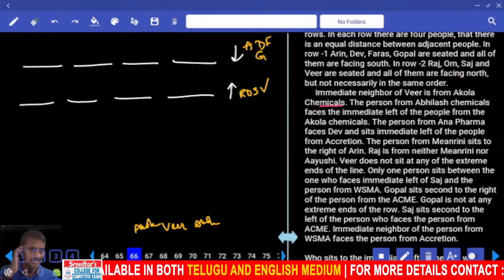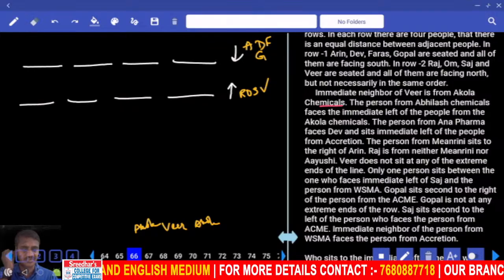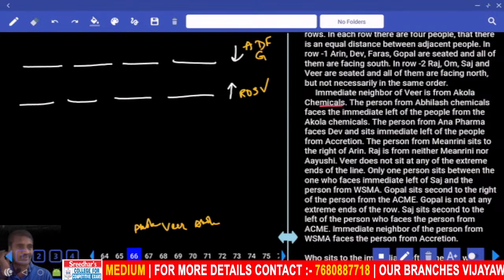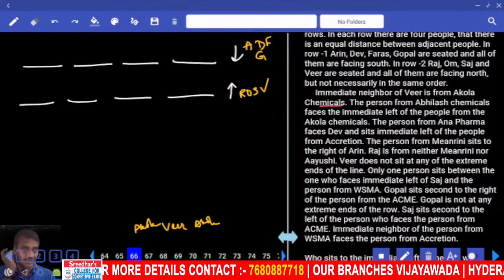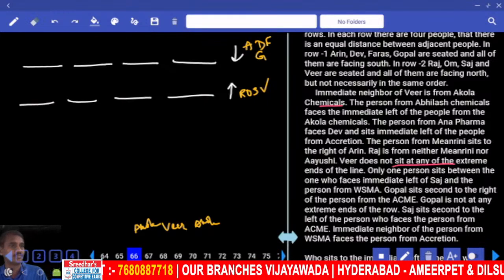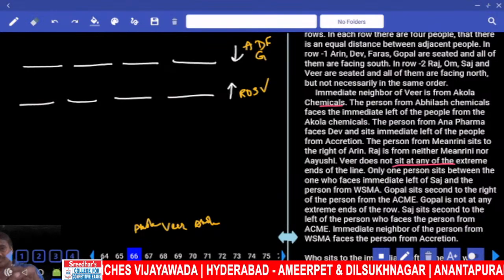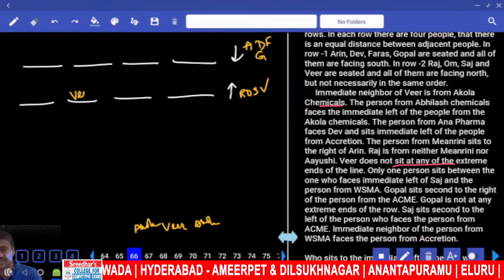Then the person from Ibps Chemicals faces immediate left of the person from Akola. Akola's immediate left-hand side, who is that one? Ibps. Now V does not sit at any one of the extreme ends of the row. Clear? From where do we need to start with this one? Can you take this V order?